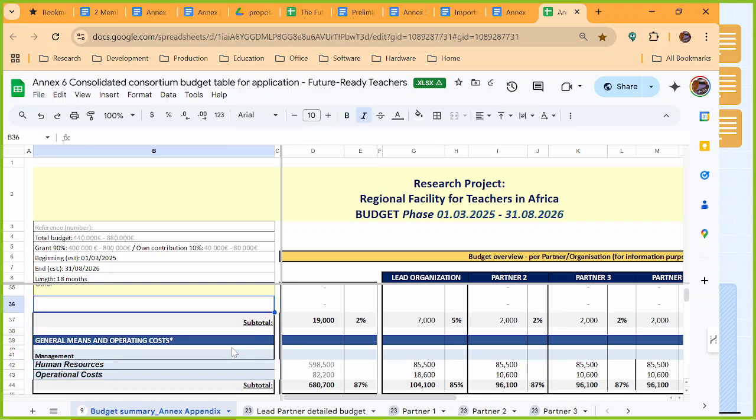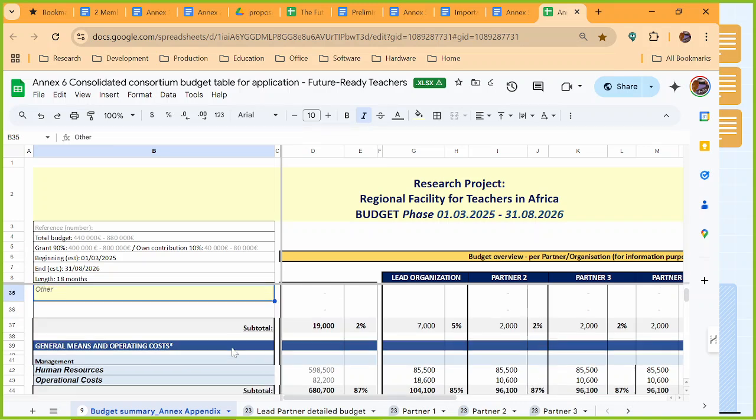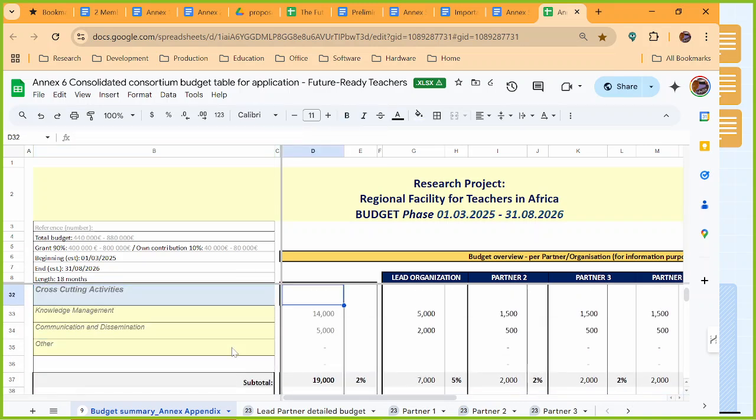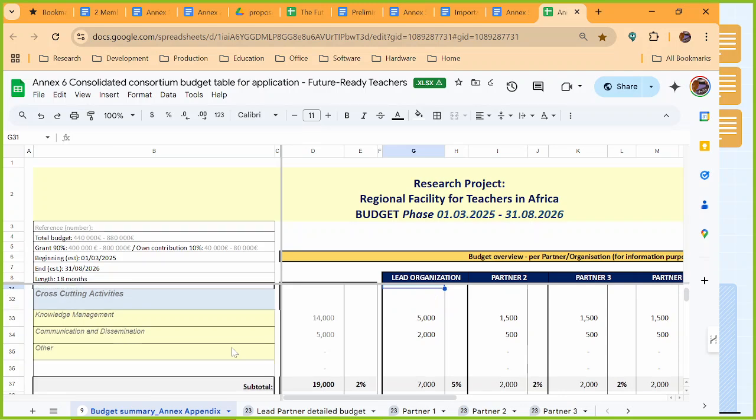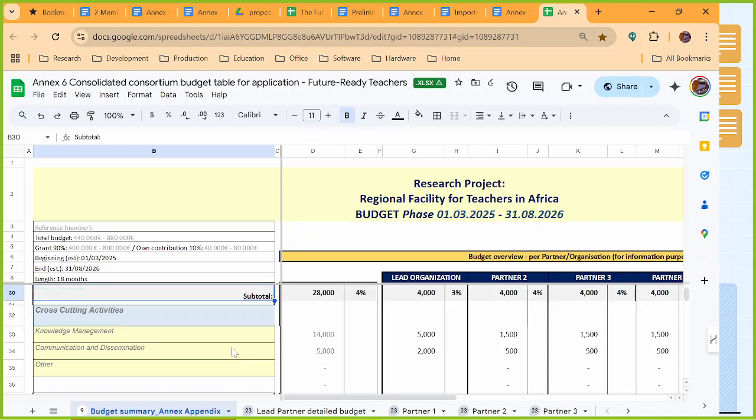So I can lay it out in Excel. Then we can discuss and fine-tune the Excel. And then once it's fine-tuned, Gatune can copy and paste it here. And it's going to resemble this. It's going to have lead organization, partner 2, partner 3, so it's easy to copy and paste. So Martin, what are you saying? Why don't we just fill this one?